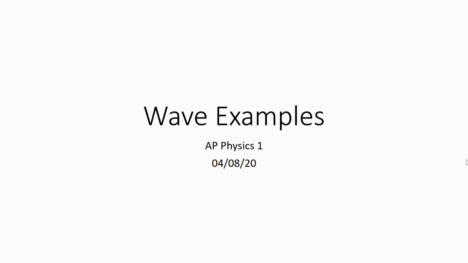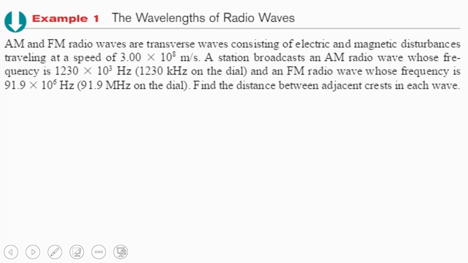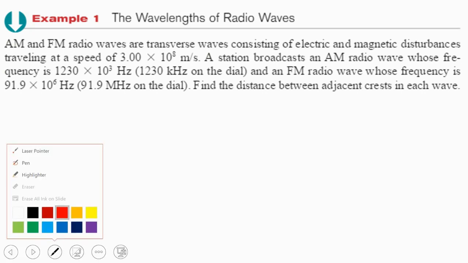Today we will be looking at some wave examples for AP Physics 1. So this first one says, AM and FM radio waves are transverse waves consisting of electric and magnetic disturbances, and they travel at the speed of light, which is 3 times 10 to the 8th meters per second.